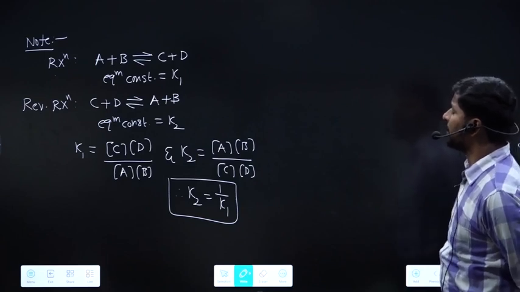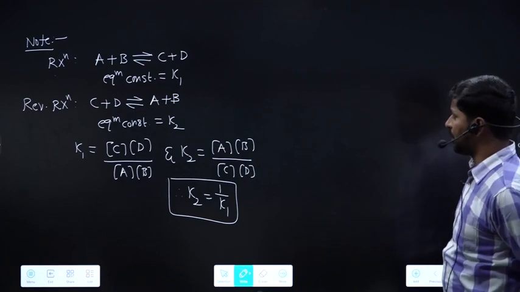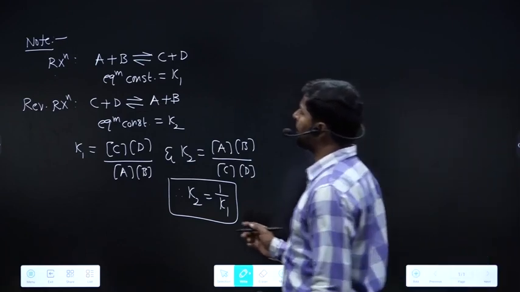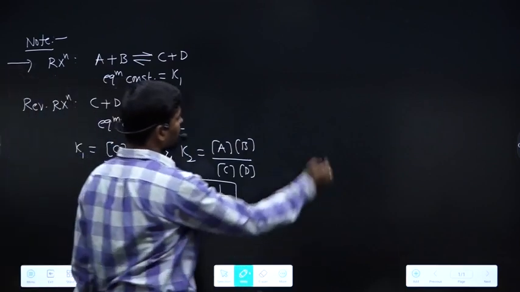If you take the reverse of a reaction, then the equilibrium constant will get inverted. Okay, this is the first case. Next case I am giving.